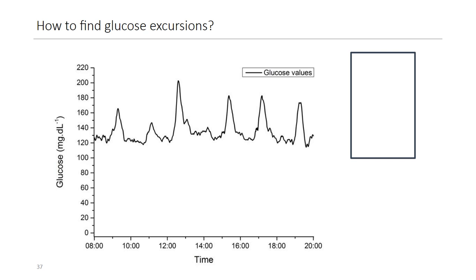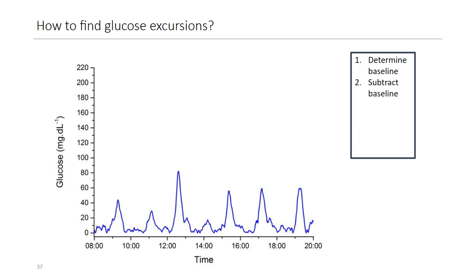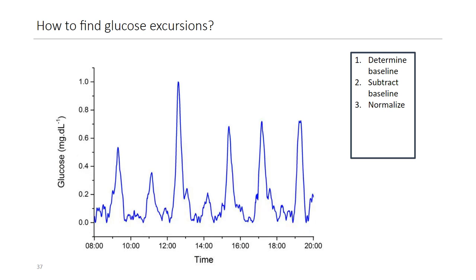However, we still needed to find a way to analyze them, where the first step is to find these glucose excursions. And for doing this, we first determined the baseline. And this is a rolling baseline, which means that for every data point, we take the lowest glucose value in a time range of 30 minutes around this glucose value. Then we subtracted the baseline, and then we normalized the data for every 12 hours, so for day and for night.